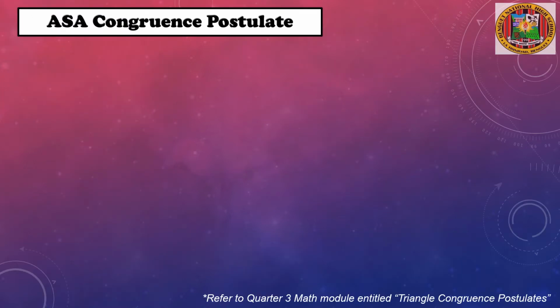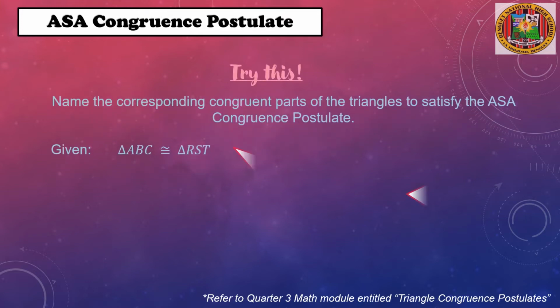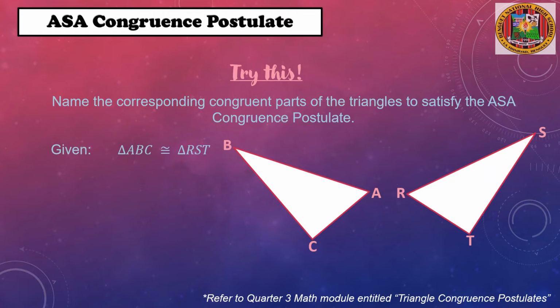Refer to your Quarter 3 math module entitled Triangle Congruence Postulates for this example. Let us name the corresponding congruent parts of the given congruent triangles that will satisfy the ASA congruence postulate. To do that, let us observe first the figure.